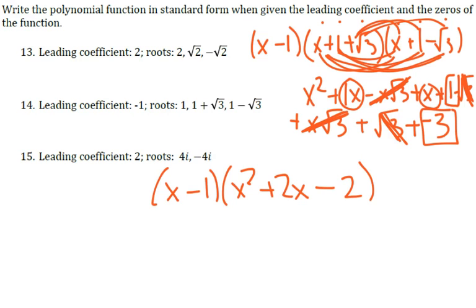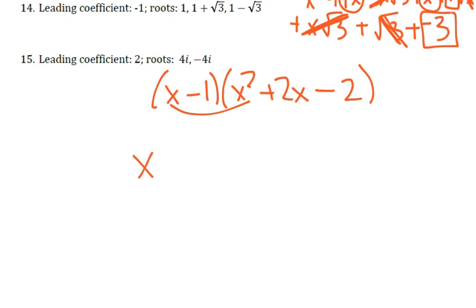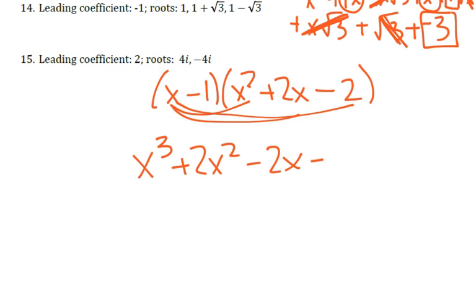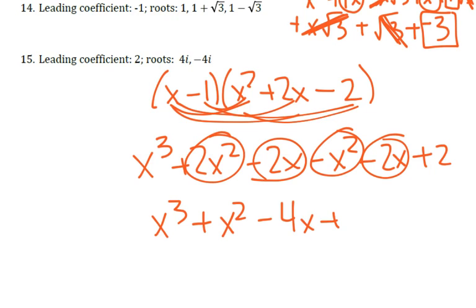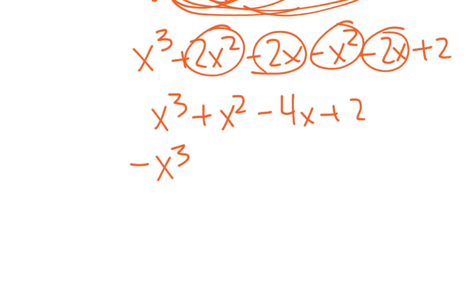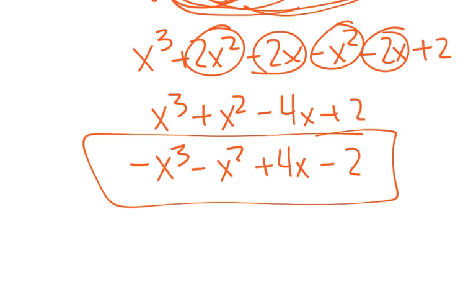Then we can multiply here. X times x squared gives us x cubed plus 2x squared minus 2x minus x squared minus 2x plus 2 when we multiply that one. So we get x cubed, let's see, 2x minus 1x squared would be plus just 1x squared, negative 2x, negative 2, negative 4x plus 2. Then it has a leading coefficient of negative 1, so we basically just change the sign on everything. And there we go. That's our function. So quite a bit of work for that one, huh?